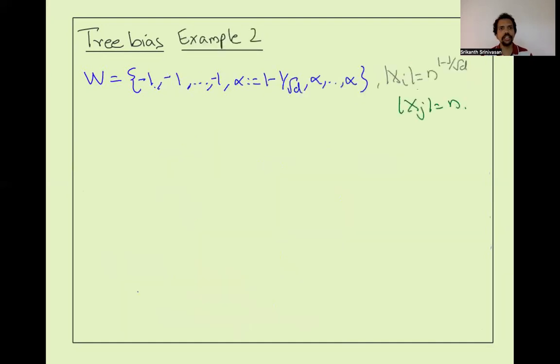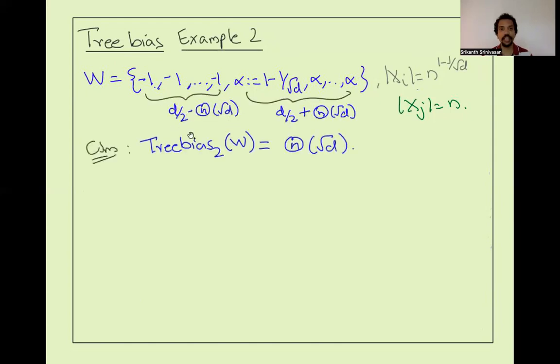All right, so another interesting example is this one. Here I'm not going to prove it for you, but let's say I take a set W with a bunch of minus ones and a bunch of numbers which are something like this, and I take enough of these numbers so that the sum of this whole set is approximately 0, close to 0. In this case, it's not hard to show that the tree bias of W with depth parameter 2 is something like square root d. So that's the tree bias, and this is in fact the combinatorial heart of the lower bound from LST21.